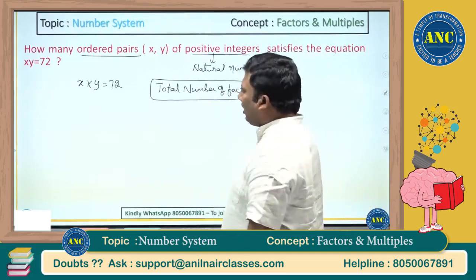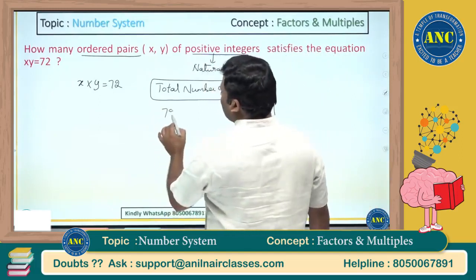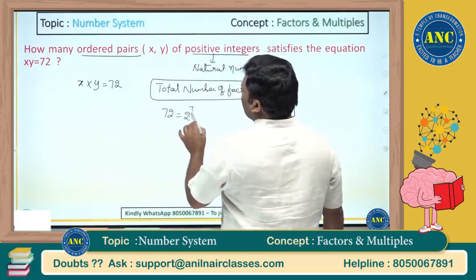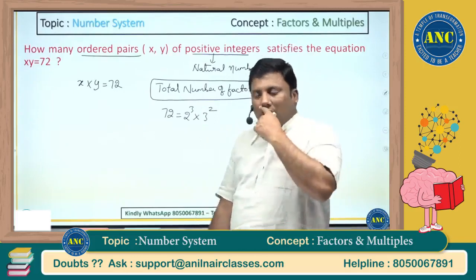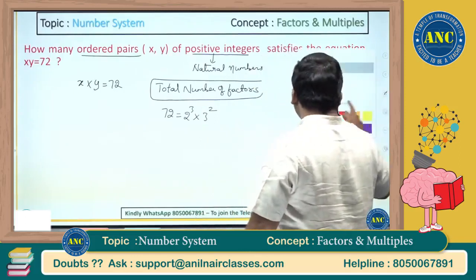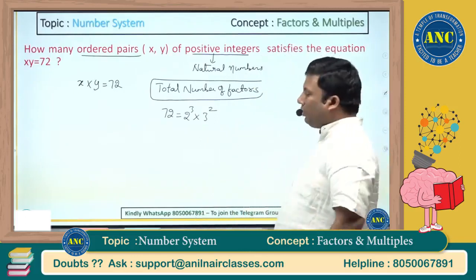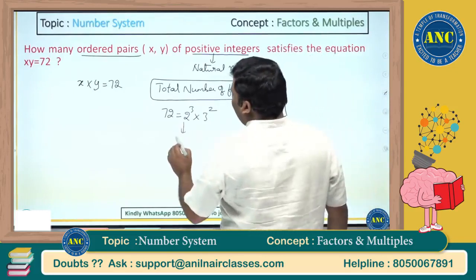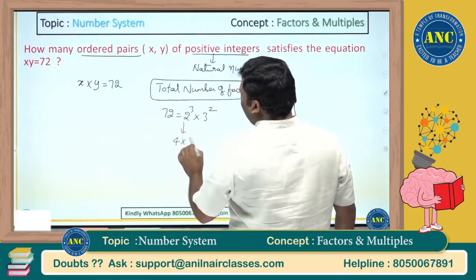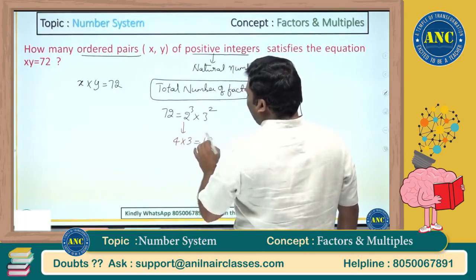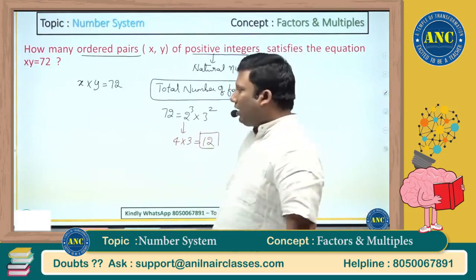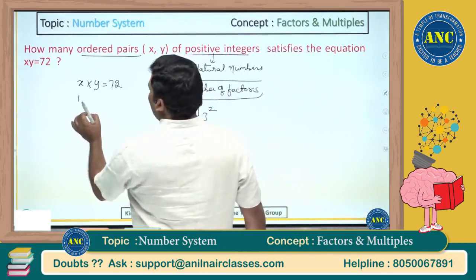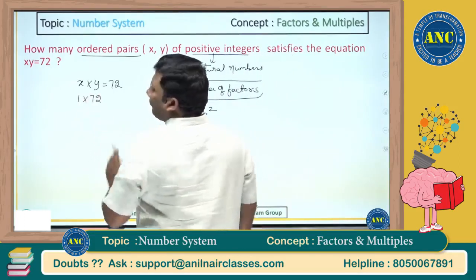Why is it the total number of factors? First we will write the answer, then we will see why. 72 can be written as 2 cubed into 3 squared. Totally how many factors are there? 4 into 3, which is 12. Let us check whether there are 12 ways to write 72 as a product of two positive integers. 1 into 72.